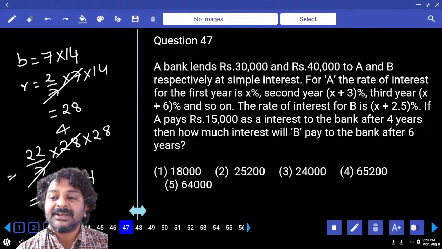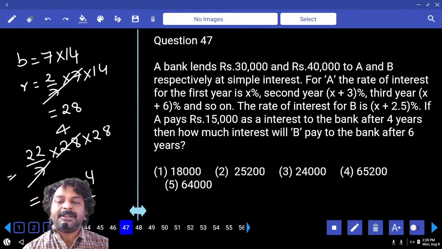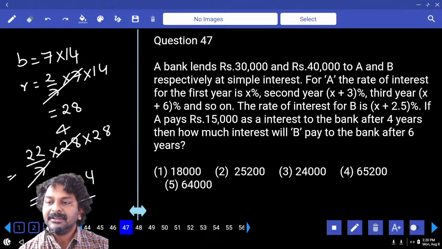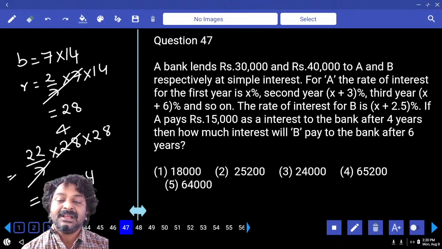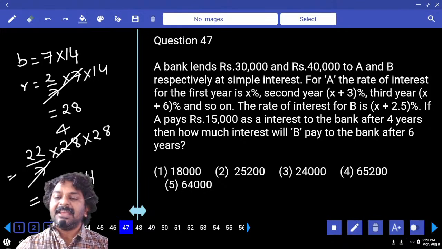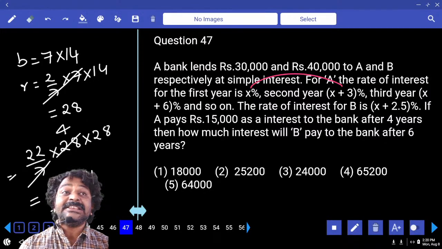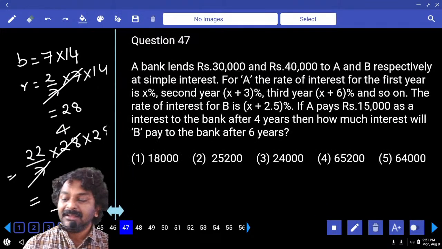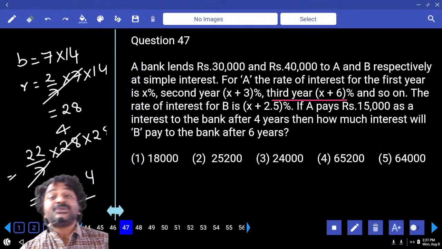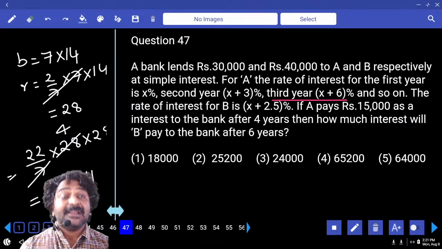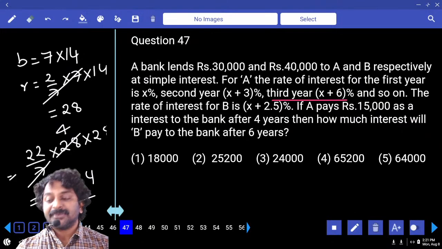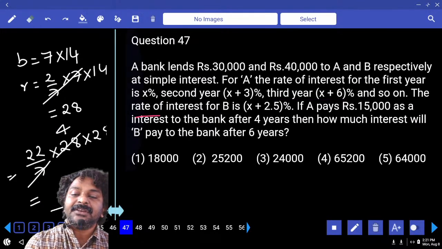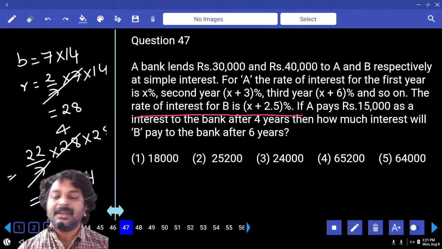A bank lends 30,000 and 40,000 to A and B respectively at simple interest. For A, the rate of interest for the first year is X%, second year X plus 3%, third year X plus 6%, and so on. That means every year what percentage is getting increased? 3%. So after the third year, for the fourth year it is going to be X plus 9, next X plus 12, and so on. The rate of interest for B is X plus 2.5%.